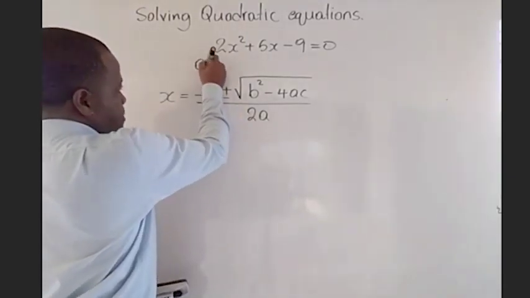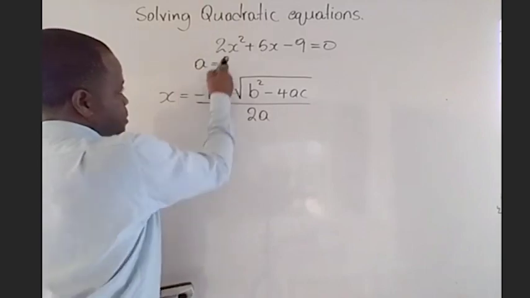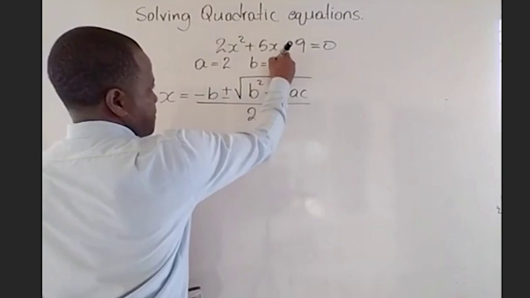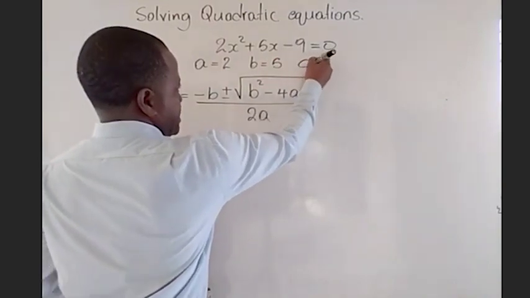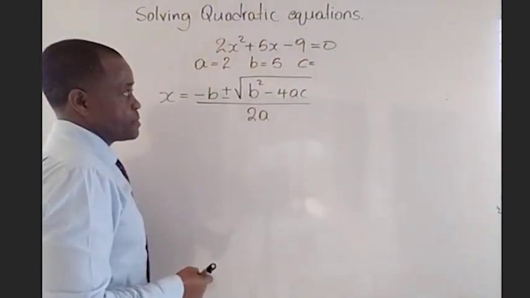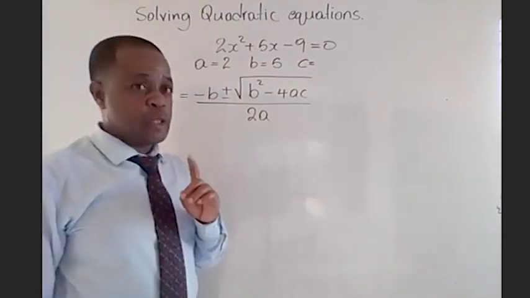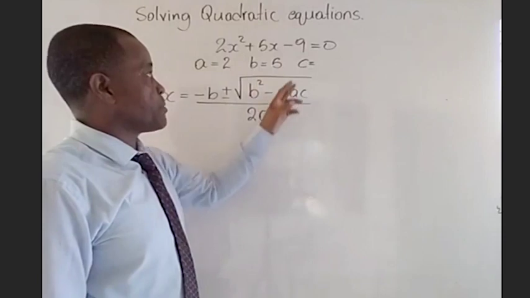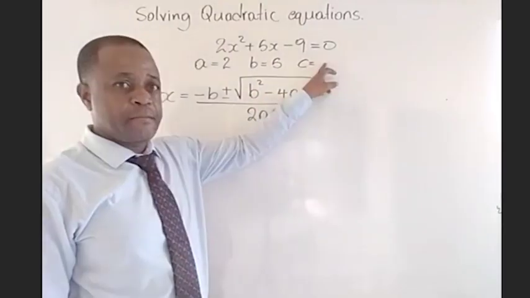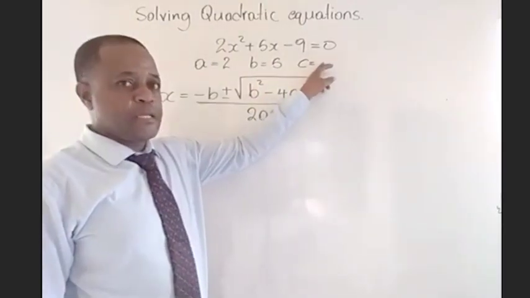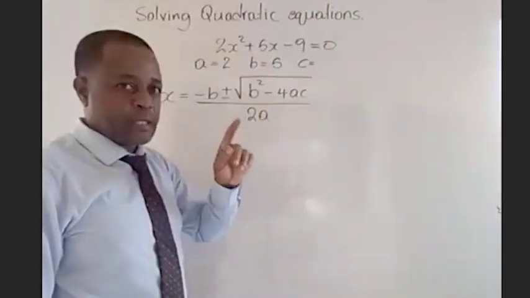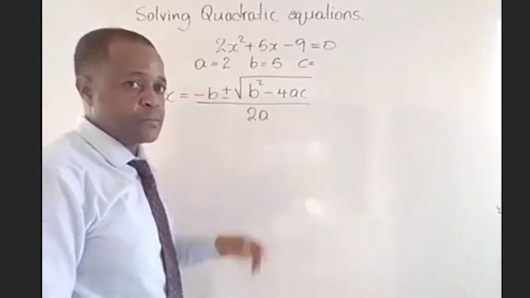So A is equal to 2, correct? B is equal to 5, while C is equal to, now you have to ensure that you look at these things carefully, because some person might just say that C is 9. But in this case, C is not 9. C is actually negative 9. So you have to pay close attention to those.